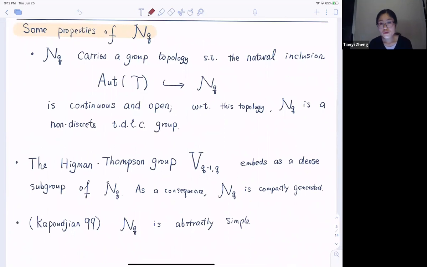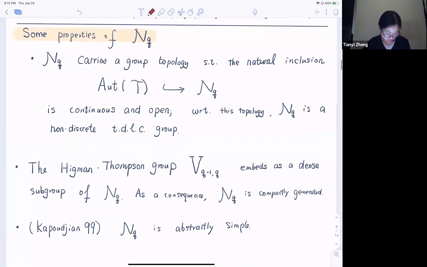The right way to put the topology on N is to insist that the natural inclusion of the automorphism group of the tree into the Neretin group is continuous and open. So this gives you a well-defined group topology. And with respect to this topology, N_Q is a totally disconnected, locally compact group. You might have other attempts to put a topology on N, but it might not be locally compact. So this topology is very important in what we will consider.